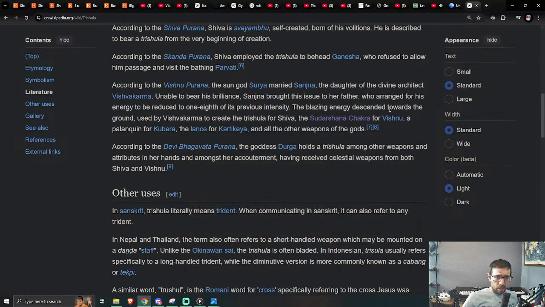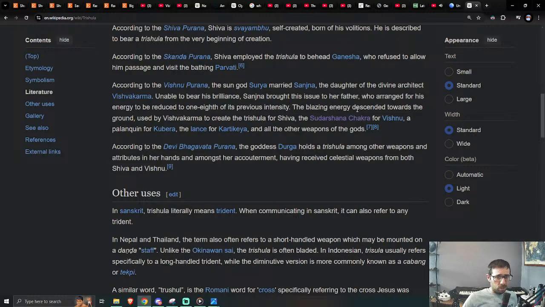The blazing energy, let's go back. Unable to bear his brilliance, Sanjna brought this issue to her father, who arranged for his energy to be reduced to 1/8 of its previous intensity.